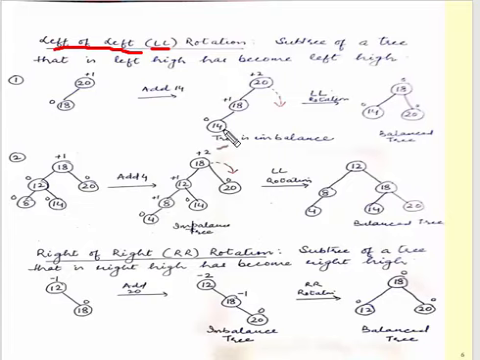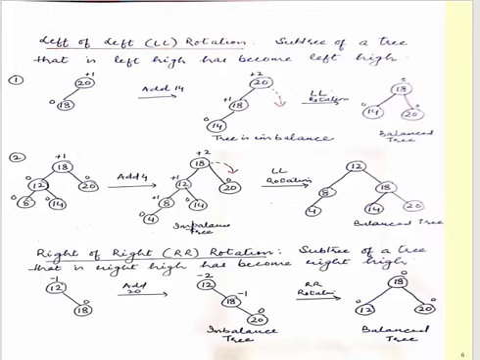Again find out the balancing factor. What is the balancing factor of 14? 0. What is the balancing factor of 18? 1 minus 0, plus 1. What is the balancing factor of 20? The height of the left side is 2. What is the height of the right subtree? 0. So 2 minus 0 is plus 2. So this node is not balanced. This is imbalanced, or unbalanced you can say.